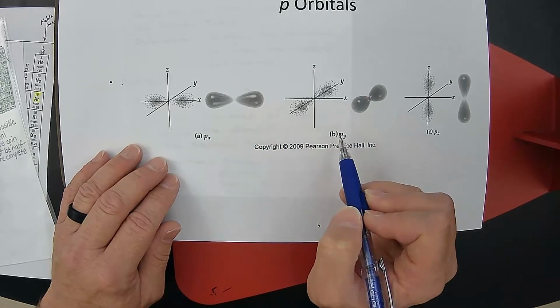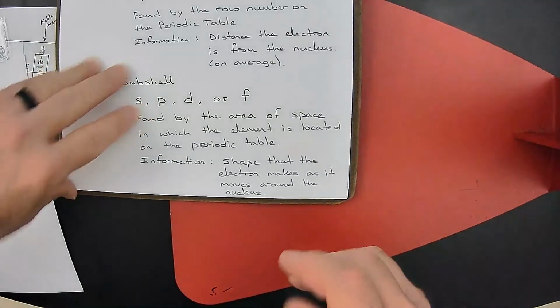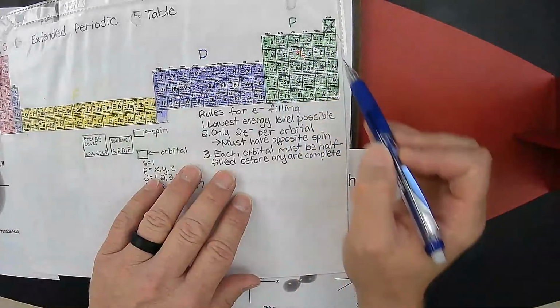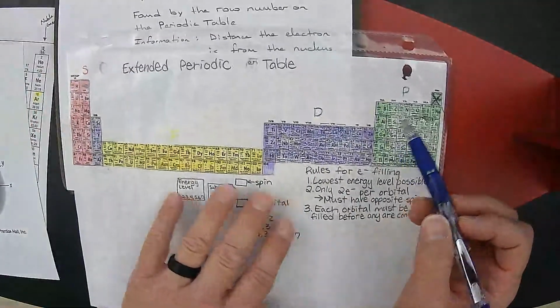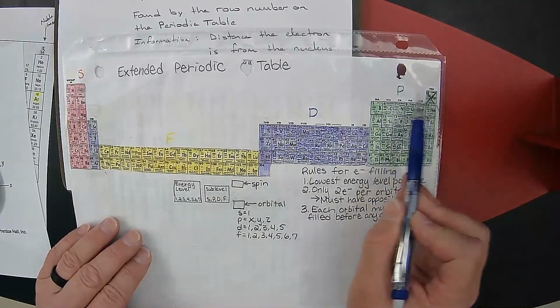Here's the second shape. We call it a py. Here's the third shape. We call it a pz. So now, if we are in a p orbital, that means we're in this area right here. So if we go all the way back, we don't start with 1p. There are no 1s for the p.